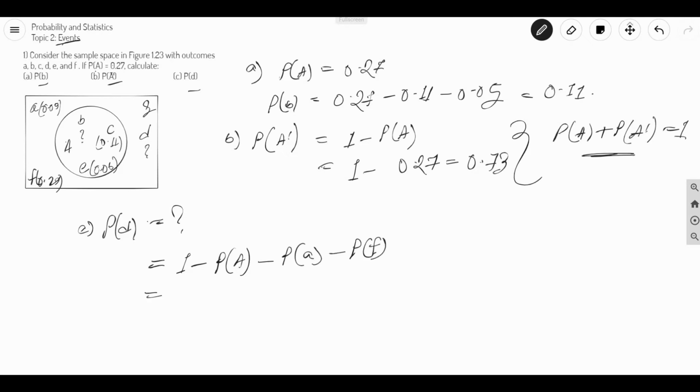So we are going to get 1 minus 0.27 minus 0.09 minus 0.29. So here we'll get 1 minus 0.27 minus 0.09 minus 0.29. So we get 0.35 as our desired answer.